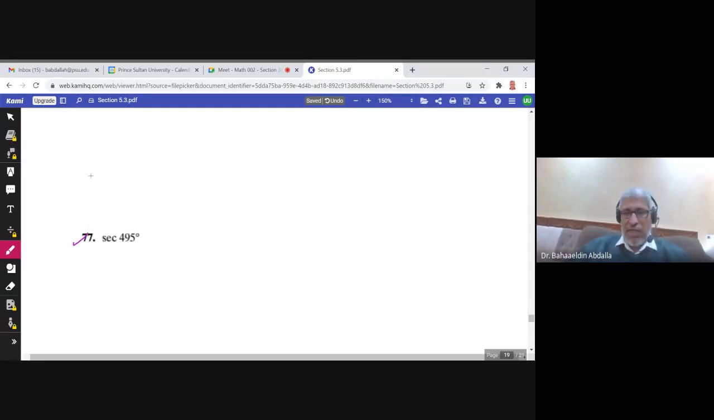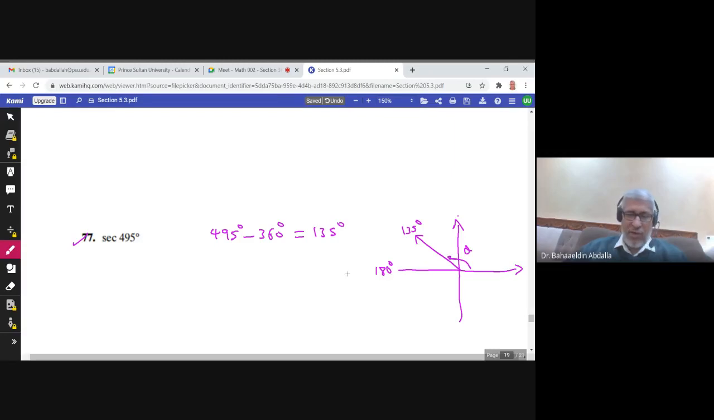495. It's clear that this angle is greater than 360. So I start by subtracting 360 from 495. The answer is 135. So secant, so I have 135. Now 135 is less than 360, so that's good. And I start now by graphing 135. This is 180, so 135 would be somewhere here. This is 135. This is the angle 135.